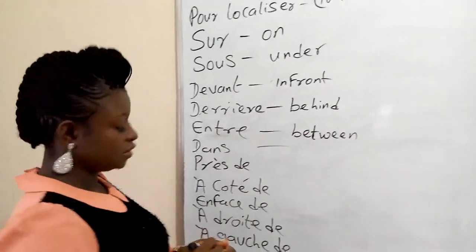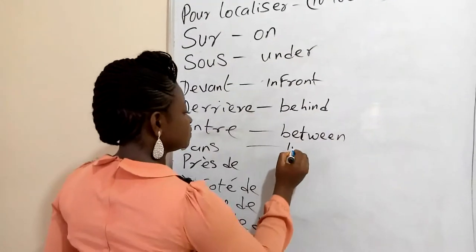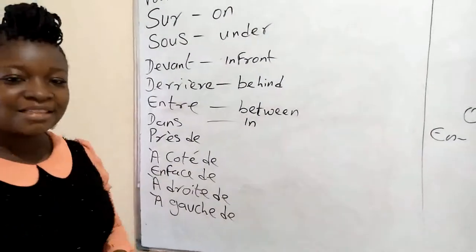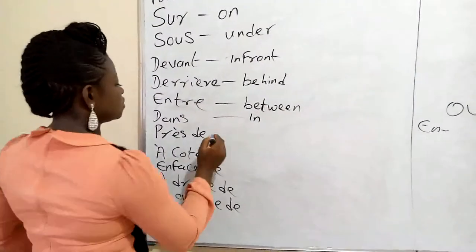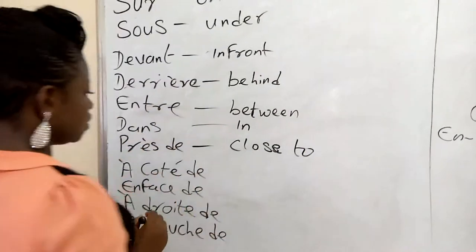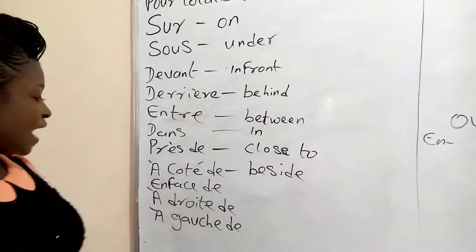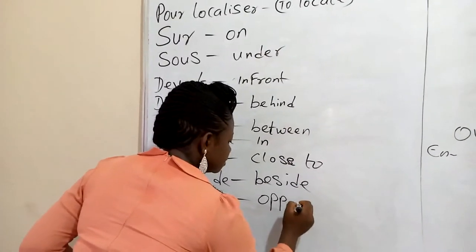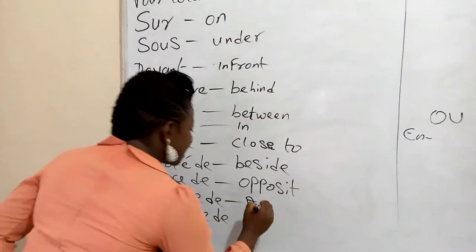The next one is dans, just like you've seen on the topic, situer dans l'espace. Dans here means in. The next one is près de, which means close to, and it can also mean near. Then à côté de is beside. Then en face de here can be said to be opposite. À gauche means at the left. À droite is at the right.